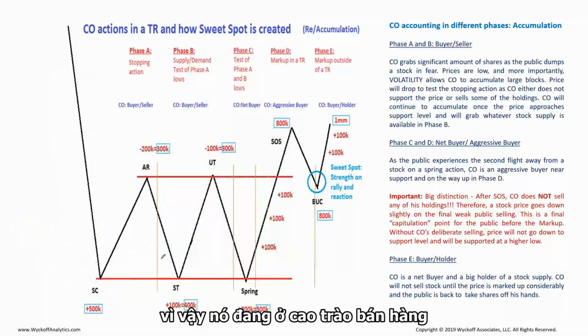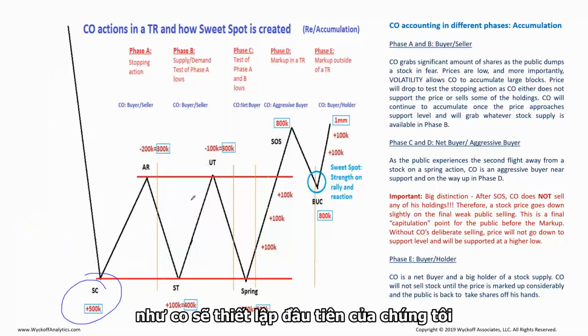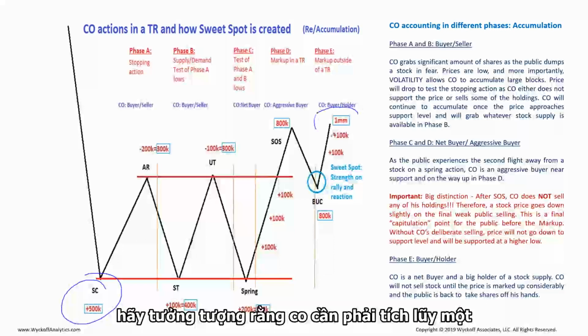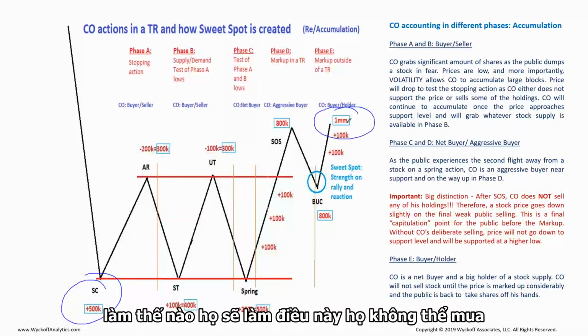So it's at the selling climax where there is so much liquidity and there is so much value. We, as the CEO, would establish our first position. Imagine that we're CEO, and imagine that CEO needs to accumulate 1 million shares in this particular stock. How would they do this?